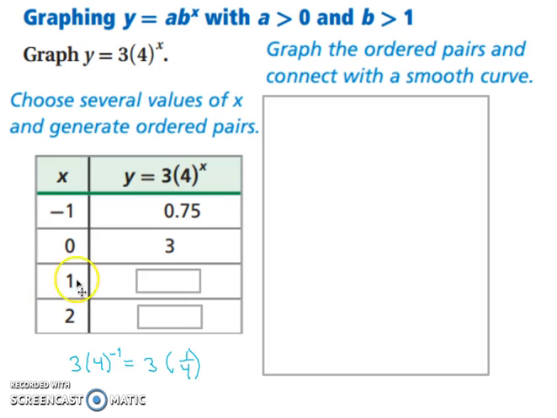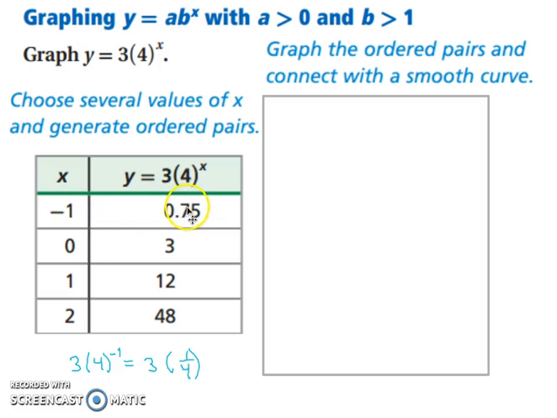Let's keep going. So 4 to the first power, we're substituting a 1 in for x, so 4 to the first power is 4, and then 4 times 3 is 12. And now we do the same thing with the 2. We substitute the 2 in for x. So 4 to the second power is 16, times 3 is 48.